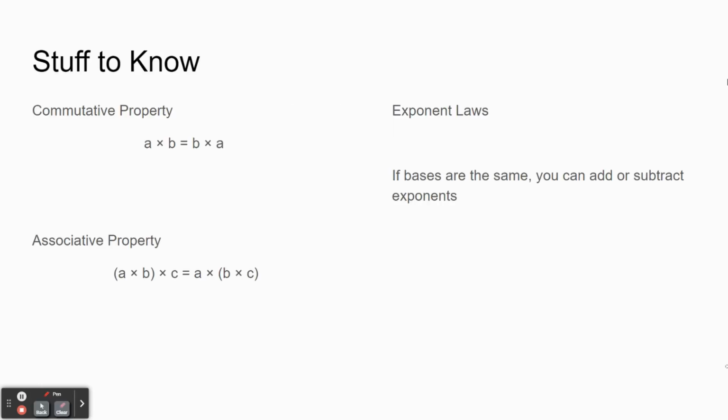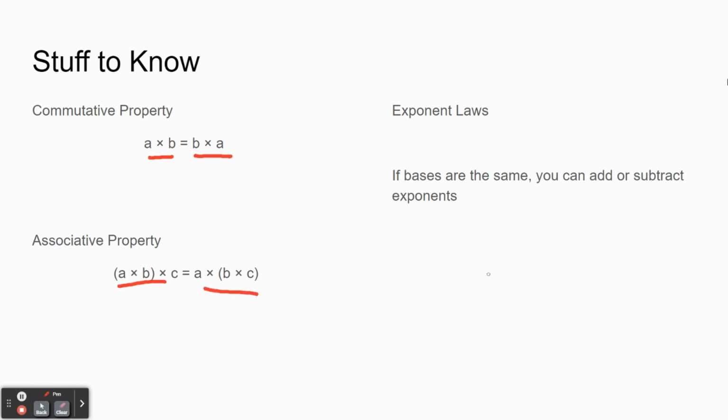So two of the things that we're going to need to know how to use are the commutative property and the associative property. You can see them here. We have a times b is equal to b times a. That's probably pretty obvious, but we do need to know that we can do that, as well as the associative property where we have b times a times c is equal to a times b times c. Basically, it's just saying that you can multiply stuff in any order. It doesn't really matter. So we'll need to know those two things.